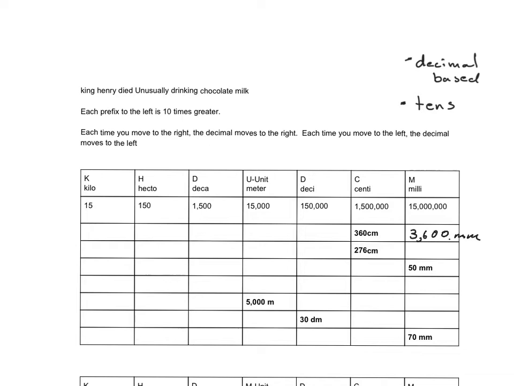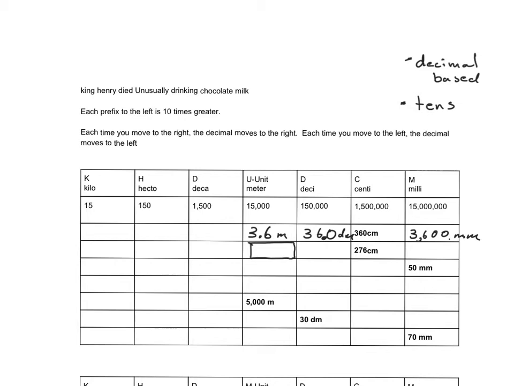If I wanted to know how many decimeters that is, I'm just going to move the decimal point the other way. So 360 is going to become 36 decimeters, which would become 3 6/10 meters.